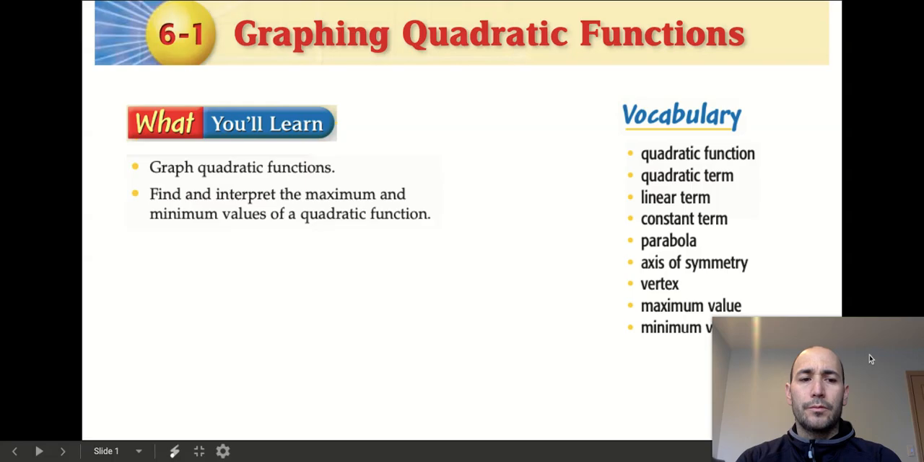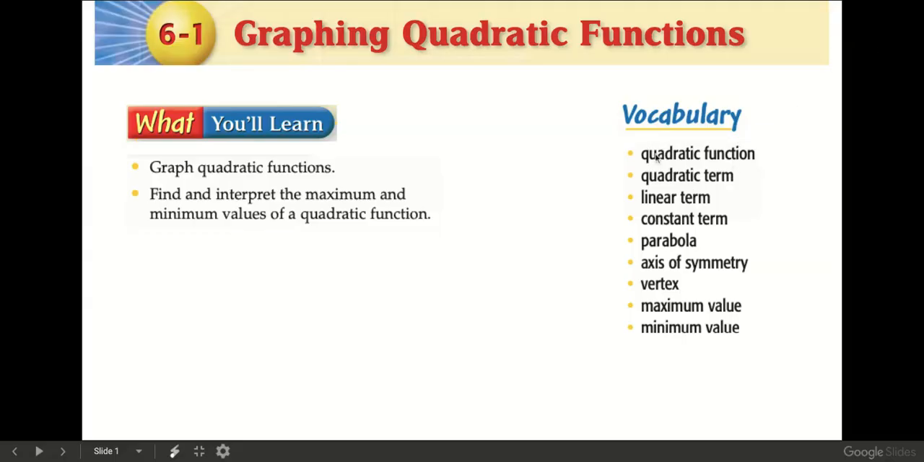Some vocabulary terms to keep in mind as we work through this: what is a quadratic function? What's a quadratic term? What's a linear term? What's a constant term? What's a parabola? What's the axis of symmetry, the vertex, maximum value, and minimum value?